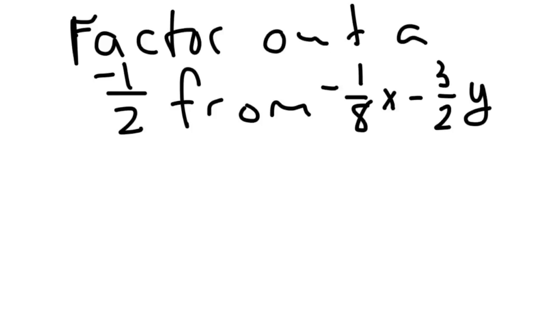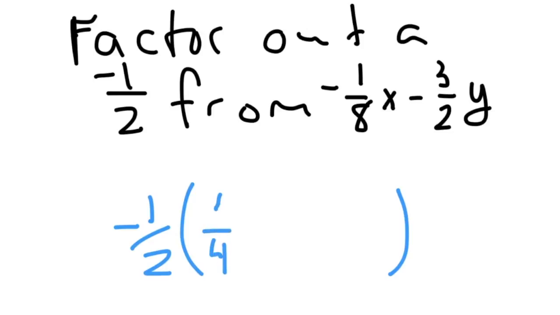Factor out a negative half from negative 1/8 x minus 3/2 y. This time we're not finding the GCF because they're specifically telling us to take out a factor of negative half. Then you say to yourself, what times negative half makes 1/8? And 1/2 times a fourth makes an eighth. So we need to write 1/4 x.